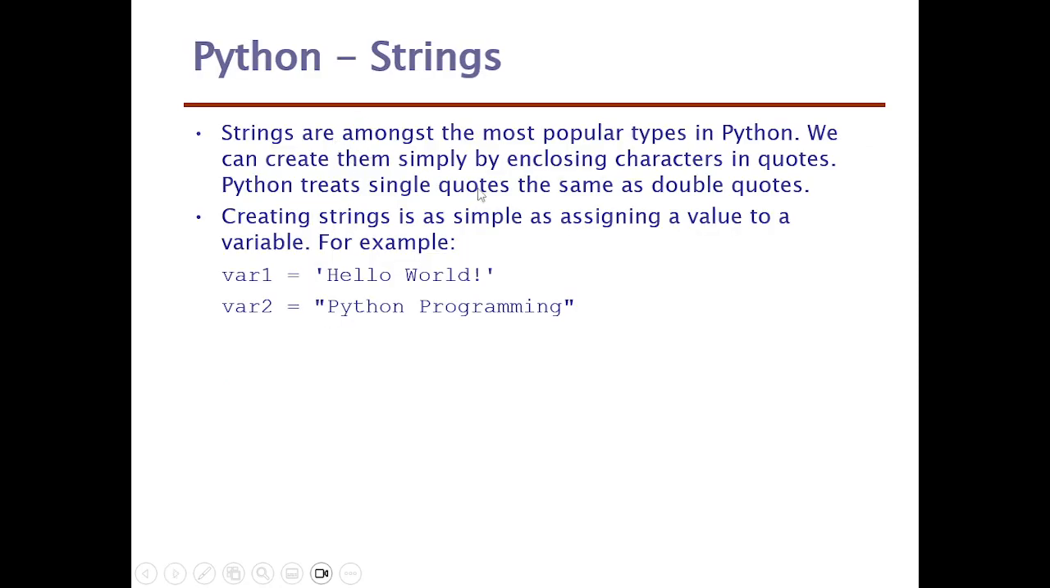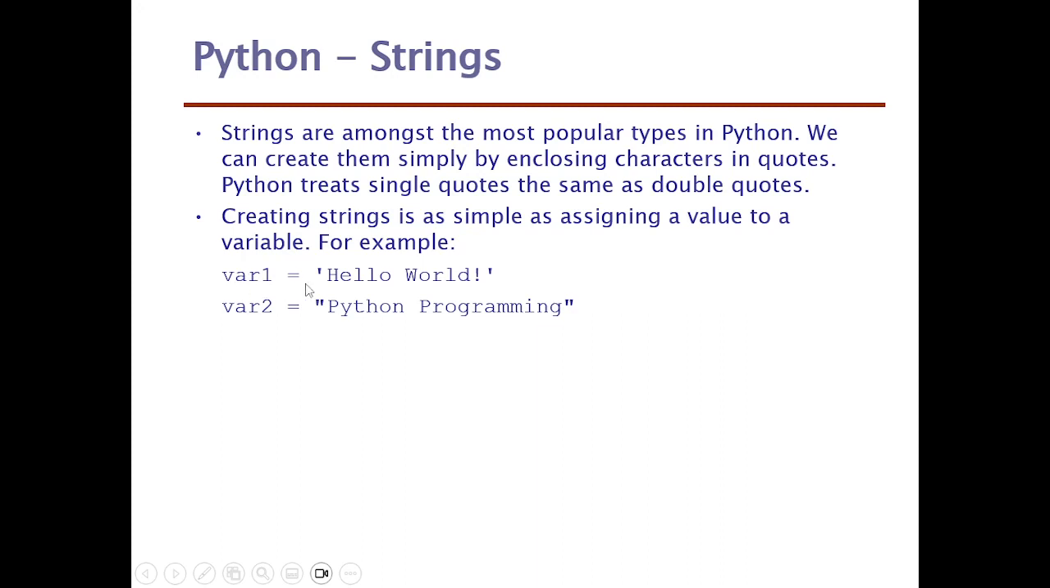Strings are amongst the most popular types in Python. We can create them simply by enclosing characters in quotes, double quotes or single quotes. Python treats single quotes the same as double quotes, so they function the same. Creating a variable is as simple as assigning a value to a variable. So when we create strings, it is as simple as assigning a value to our variable.